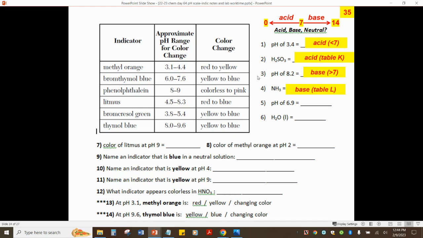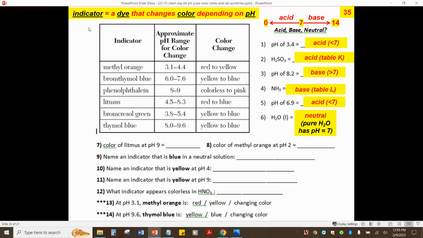pH of 6.9, seems pretty close to 7. No, if it is not exactly 7, if it's below 7, it is an acid. If it's above 7, it's a base. If it's exactly 7, then it is neutral. Pure H2O has a pH of 7 because you have H plus and OH minus coming together to make H2O molecules. Now, Table M is a chart about indicators.